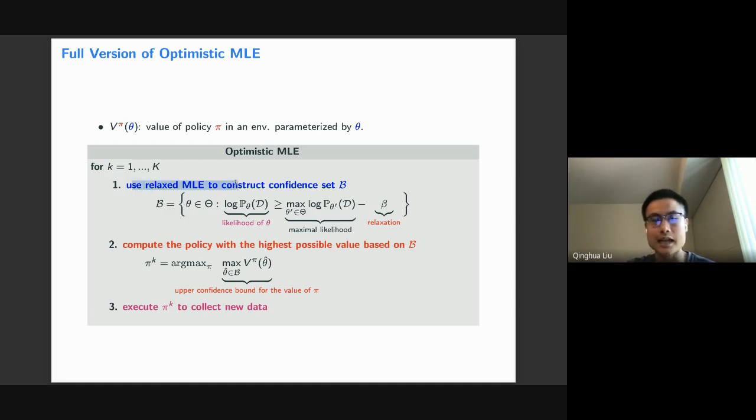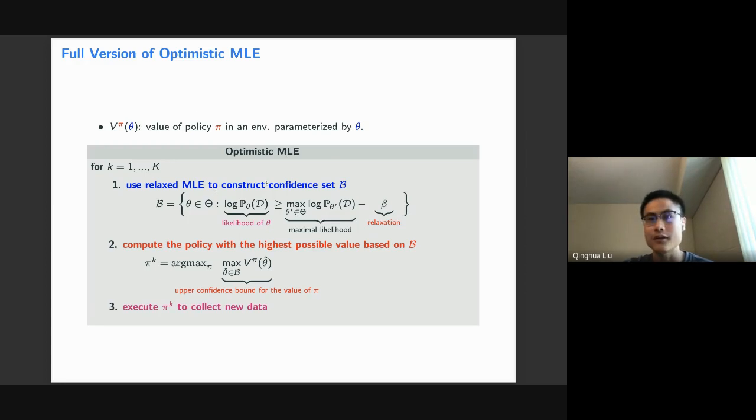And by putting all pieces together, we get the complete version of optimistic MLE. So first, we use relaxed MLE to construct confidence set B. And then given this confidence set B that contains the true parameter with high probability, we evaluate each policy optimistically and pick the policy with the highest upper confidence bound. And after that, we execute this policy pi_k to collect new data. And we repeat this process again and again. And finally, we output the mixture of all the policies we have executed. So this is the full algorithm of optimistic MLE.